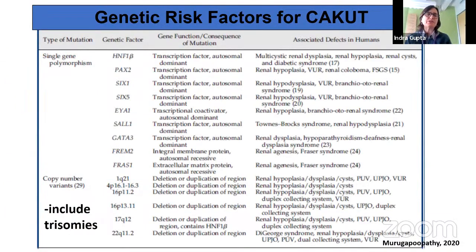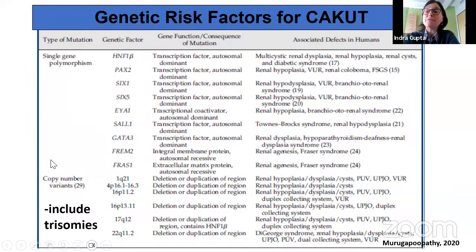And this slide is just to give you a screenshot of some of the genes that are involved and some of the syndromic types of CAKUT, which are really quite rare. But I would just highlight that some of these genes like HNF1 beta and PAX2 are also associated with non-syndromic CAKUT. So if you have a syndrome, we definitely should probably look for a gene mutation. If you don't have a syndrome, they still could be implicated.